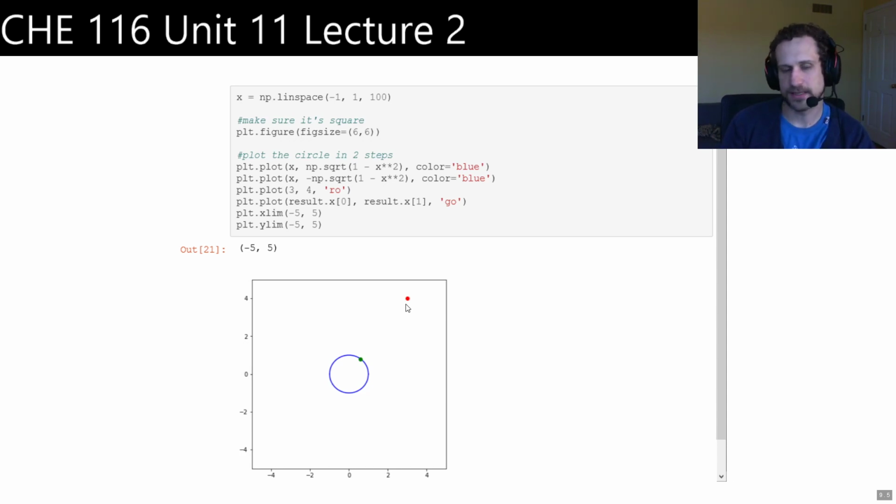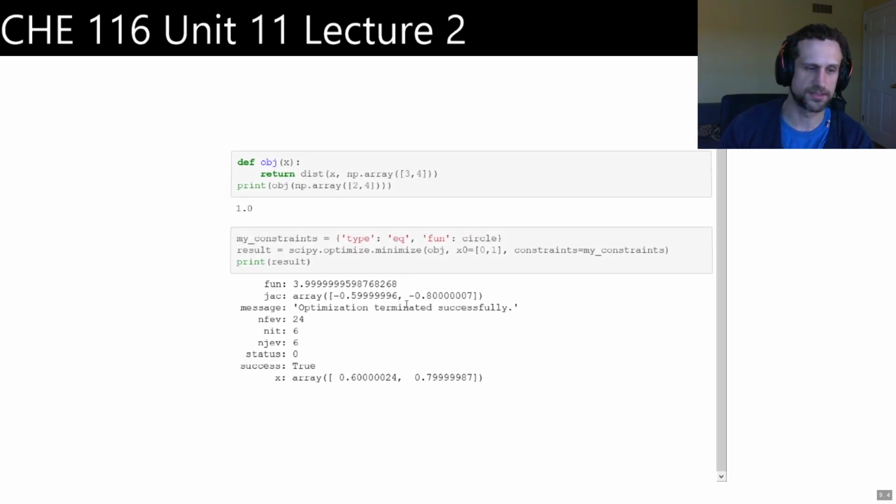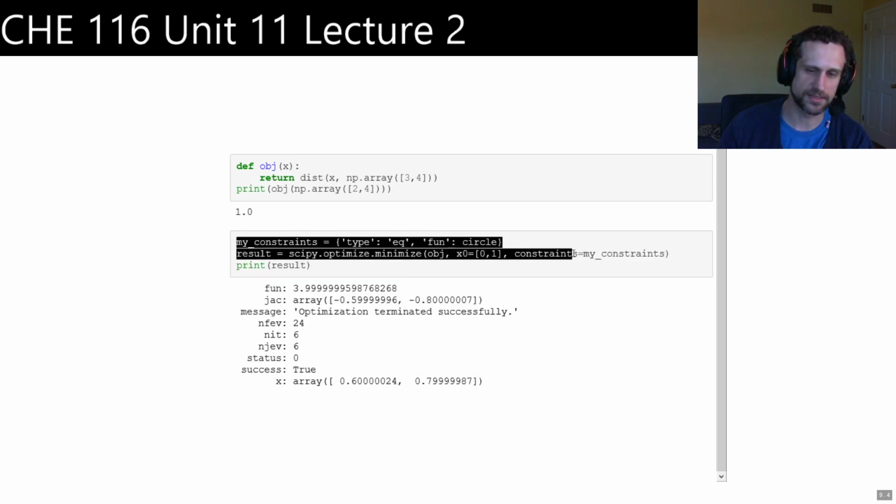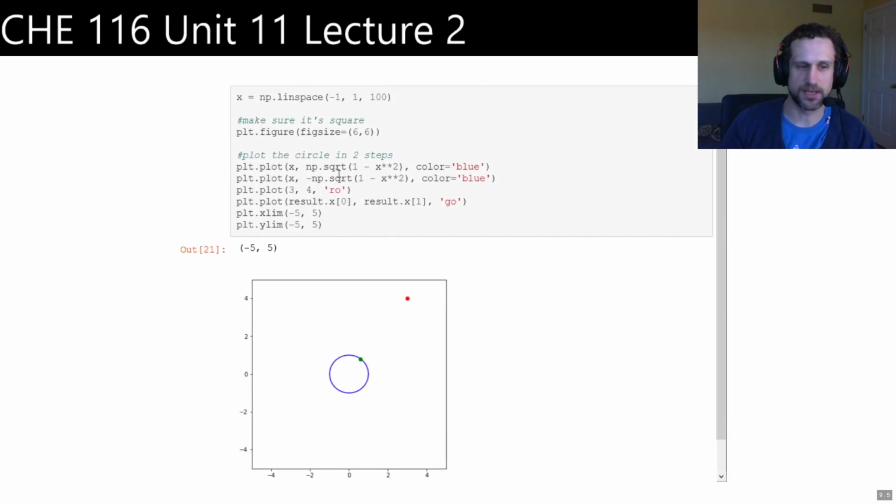Okay, it's a lot of setup here for this problem, but I think the actual mechanics, just these two lines, this is the two lines that we're learning here is how to add constraints to calling minimize, and all the stuff above was just creating functions and making plots. So, are there any questions on this example?